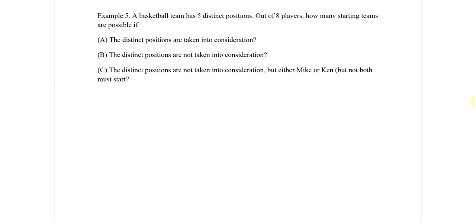Example 5. A basketball team has 5 distinct positions. Out of 8 players, how many starting teams are possible if distinct positions are taken into consideration for part A? So here, we have 8 players, and we're choosing 5. n will equal 8, that's part A. r will equal 5.